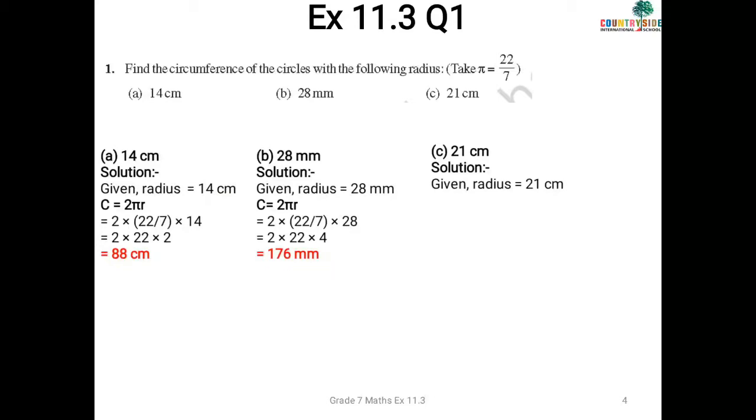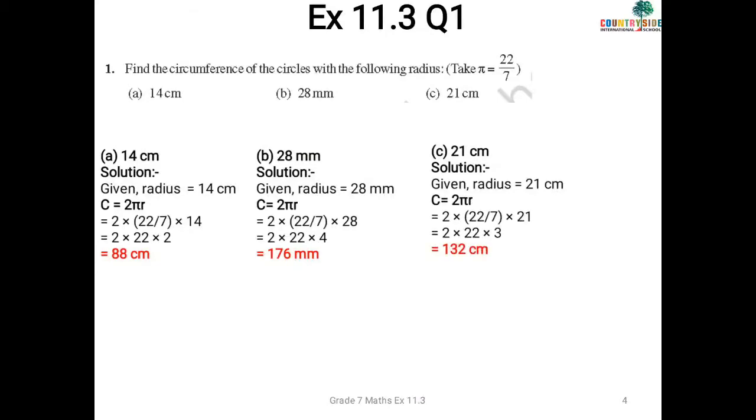Scholars, now solve the C part, in which the radius is 21 centimeter. Again apply the same formula, C equals 2 pi r. So 2 into 22 by 7 into 21. 7 ones are 7, 7 threes are 21. So 2 into 22 into 3 is 132 centimeter. So this was question number 1.